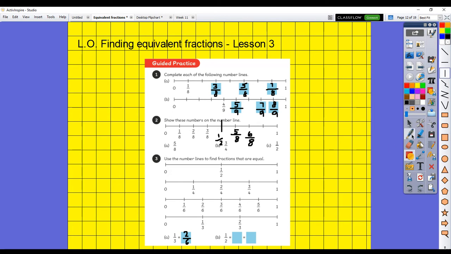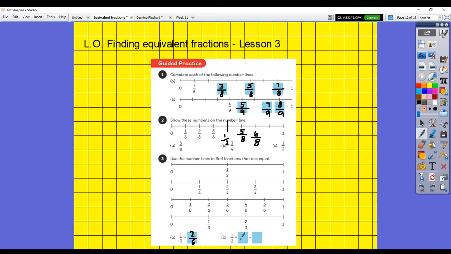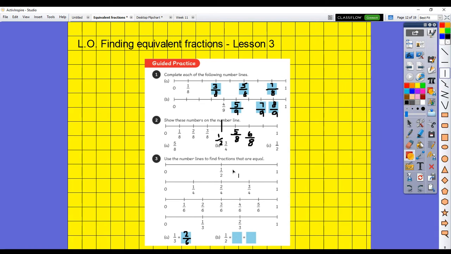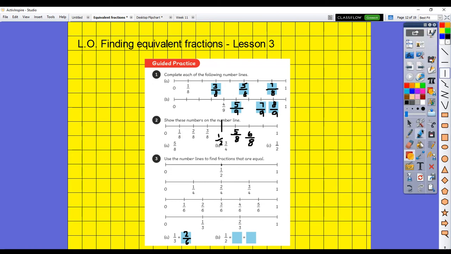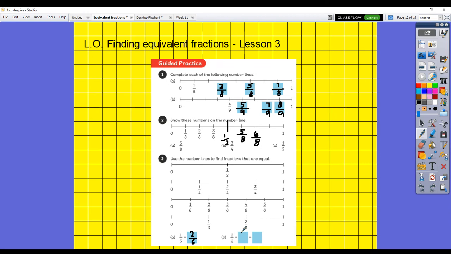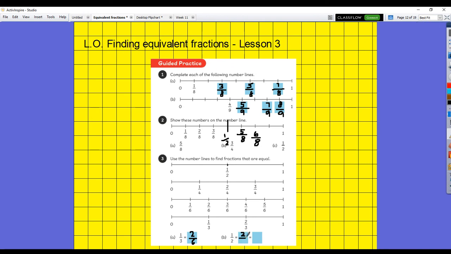Okay, now what about 1/2? Oh, so we've got 2 boxes here, so that must mean 1/2 is equivalent to 2 fractions. Okay, so we've got 1/2 is equivalent to 2/4, and if we keep going down on our ruler, we've also got 3/6. Okay, so 1/2 is equivalent to 2/4 and 3/6.